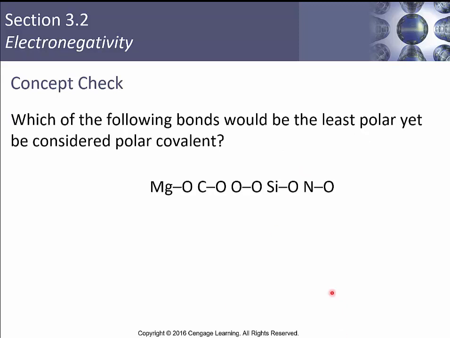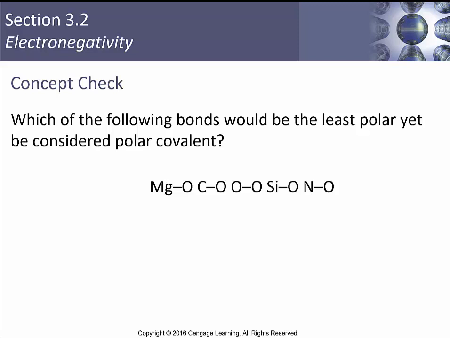Which of the following bonds would be least polar, yet still be considered polar covalent? So we've got magnesium-oxygen, carbon-oxygen, oxygen-oxygen, silicon-oxygen, and nitrogen-oxygen. The tricky part here is we got this oxygen-oxygen bond, which is covalent, but it's going to be a completely nonpolar covalent bond. We need to look at the electronegativity differences between the others.